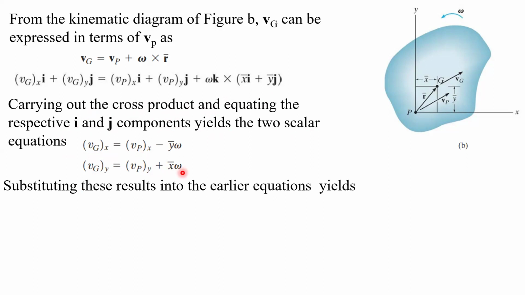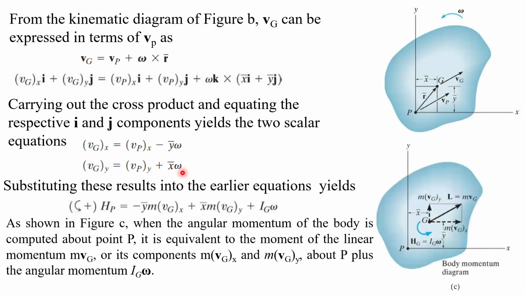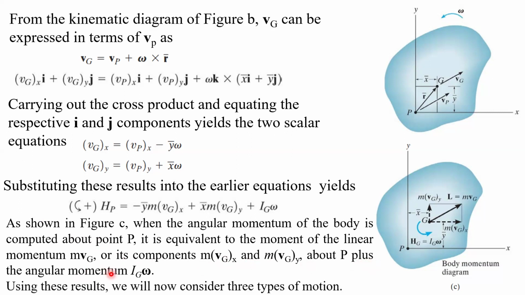Substituting these results into the earlier equation yields Hp as this. So as shown in figure C, when the angular momentum of the body is computed about P, it is equivalent to the moment of the linear momentum mVg, or its components mVgx and mVgy, about P, plus the angular momentum Ig omega. Using this result, we will now consider three types of motion.